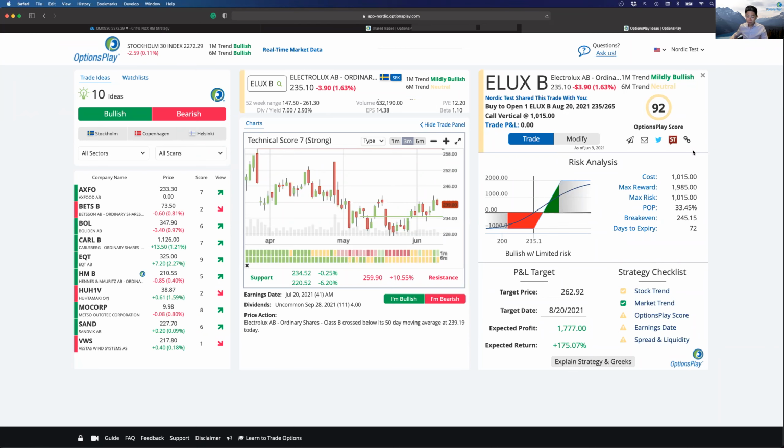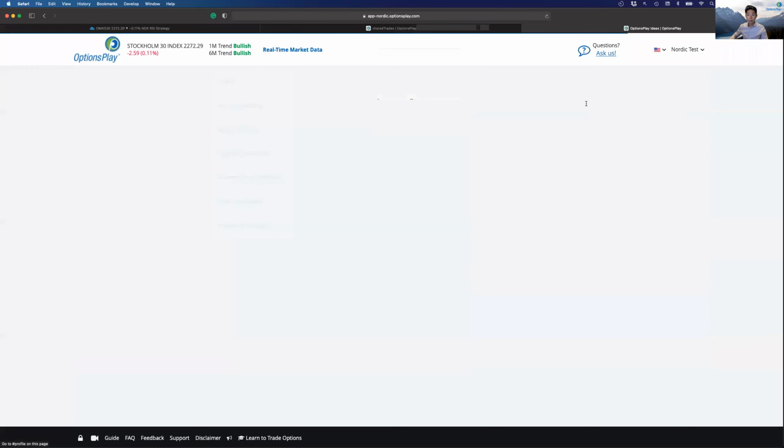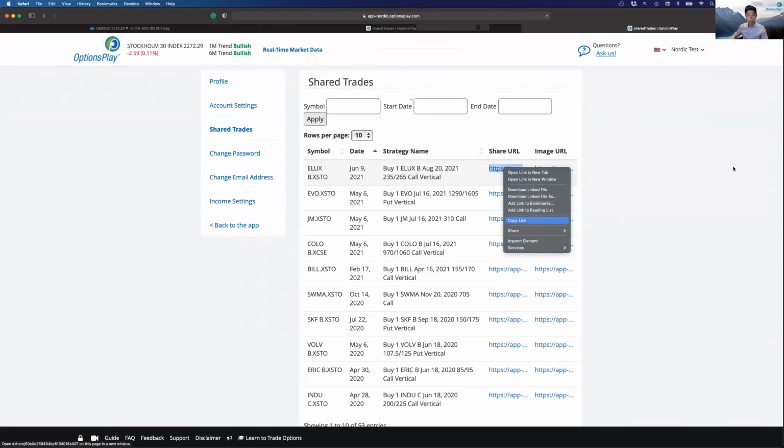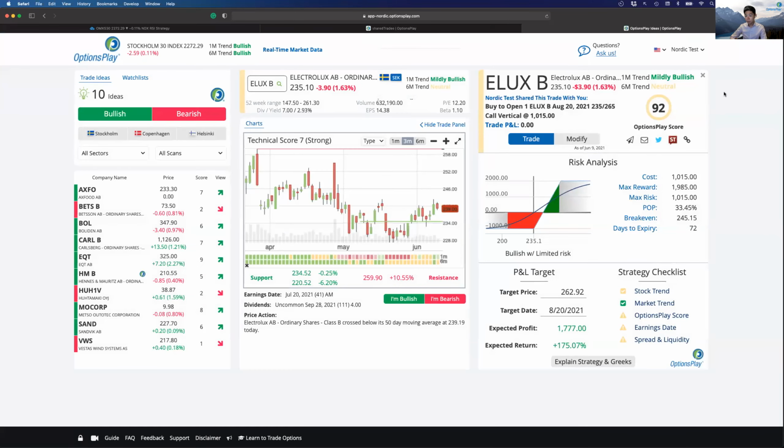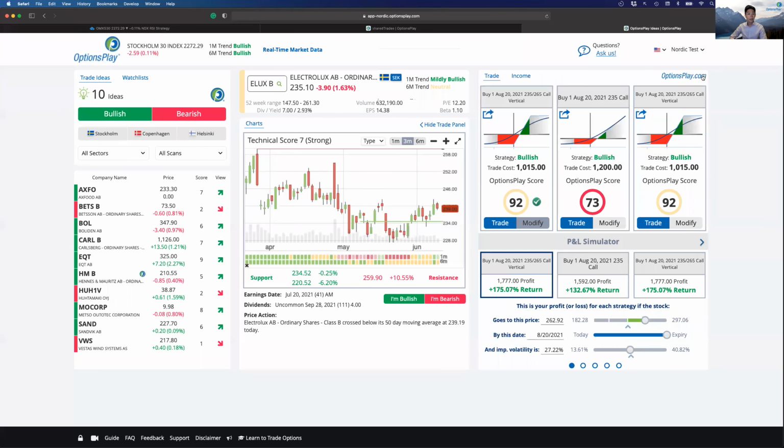But you can also take the link and share it with a friend. So for example, I'm going to take this particular URL, copy it, and share it with everyone here in Zoom. So let me copy this link and paste it in the Zoom chat window. Now in the chat window, everyone has access to this link. You can click on that link and it will bring up this particular trade on your options platform. And you can do this for as many trades as you want.